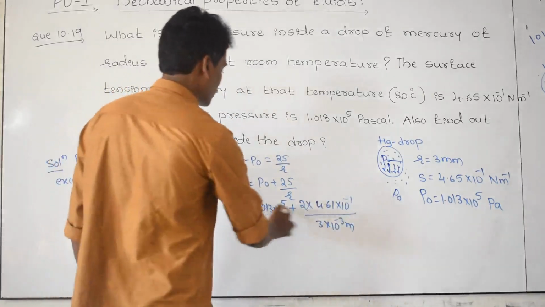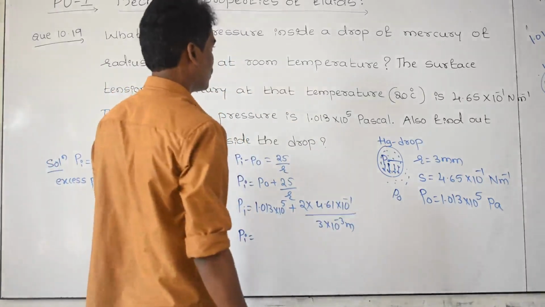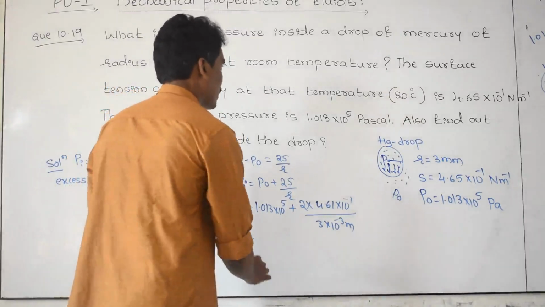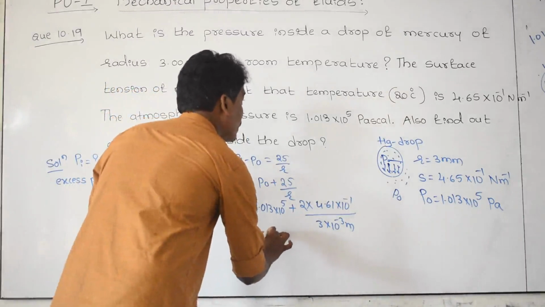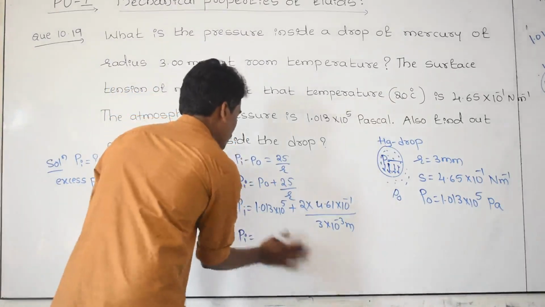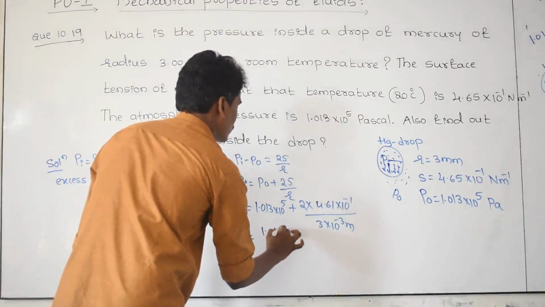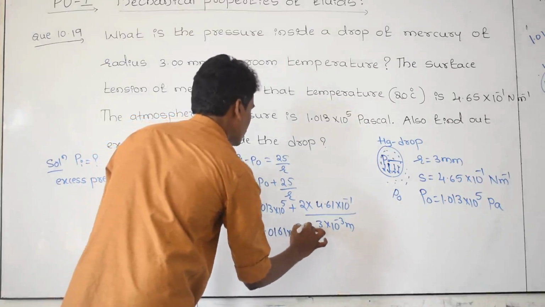And after you calculate this, the answer you are getting is 0.025. Check the answer, the final answer you are getting is 0.0161 into 10 to the power of 5 Pascal.